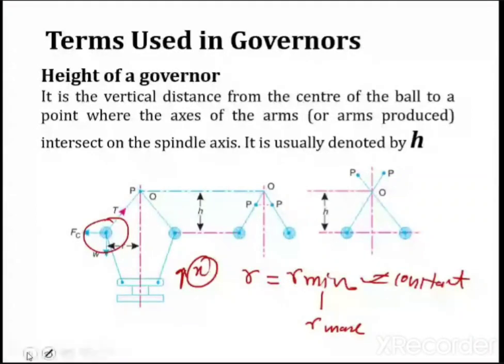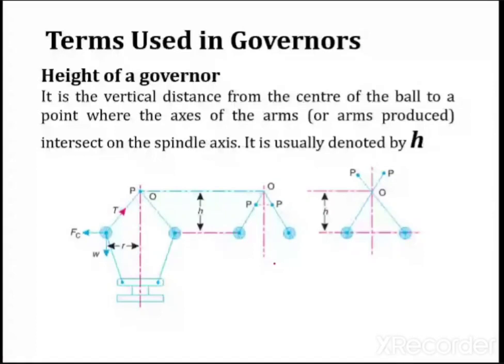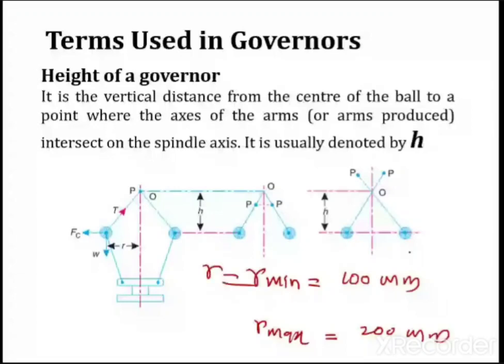For example, let me make you clear, let us say R minimum is equal to 100 mm, and let us say R maximum is equal to 200 mm. So when R is equal to 100 mm, it should neither become 101 nor 102, right? It should be 100 only. And again, X should be constant, which means your sleeve should not move upward or downward. Such a condition is called a minimum equilibrium position.